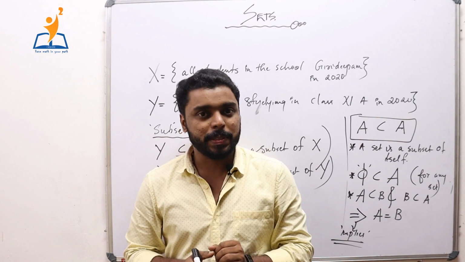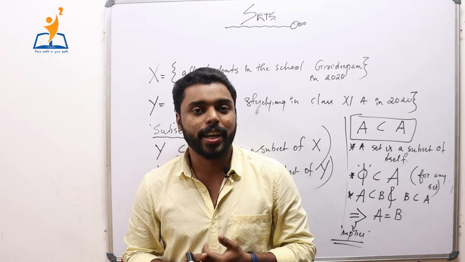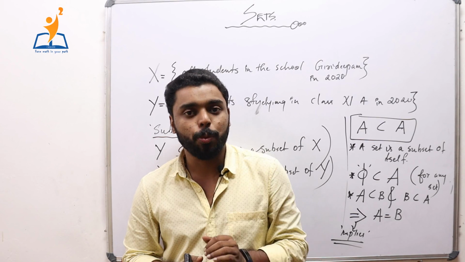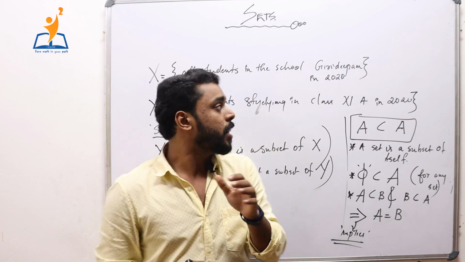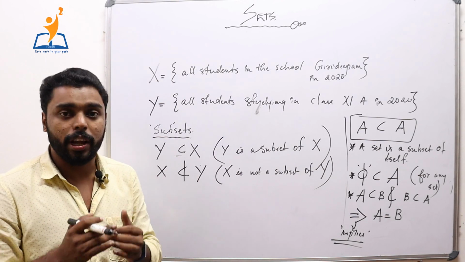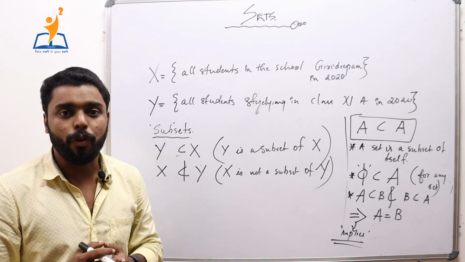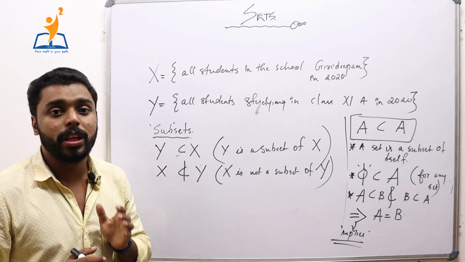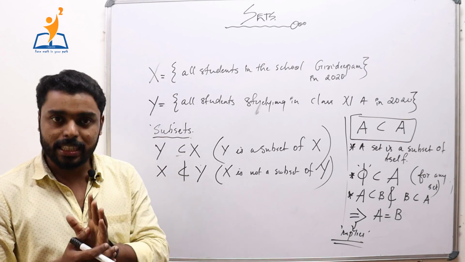So we defined the subset, isn't it? Let us recall the definition again. A set is said to be a subset of another set. Let a set Y be a subset of the set X if and only if for every element of Y, if it is in X also, then we can say that Y is a subset of X.